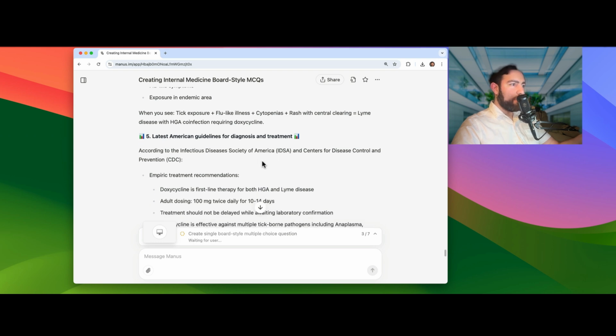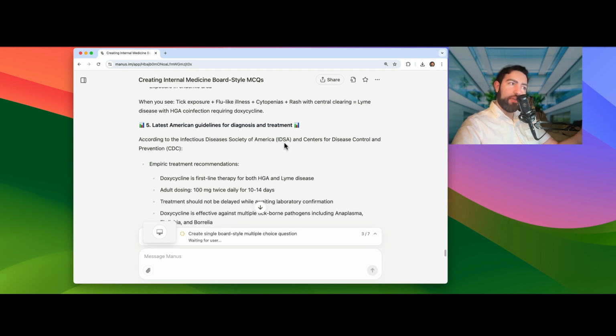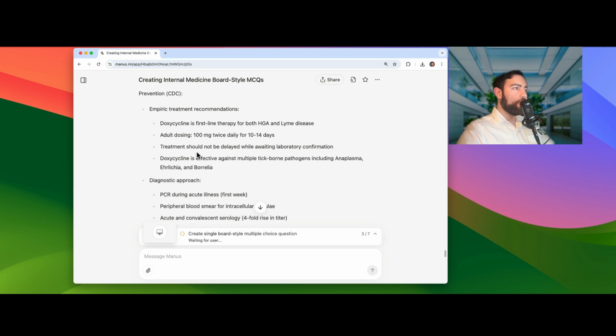And the latest American guidelines, this is the IDSA, perfect, and the Centers for Disease Control. In my instructions to it, I told it to pull from the American guidelines. So it was able to detect that what I mean is American societies such as infectious disease, as well as the Centers for Disease Control. So it went and actually got all of those. And it gives you a little more details, right?